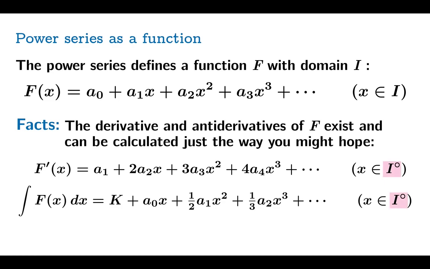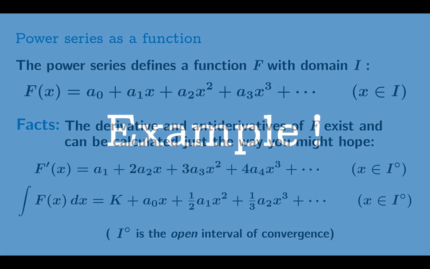Please note that I've used a little subscript with a little sort of degree marker for open. It's the open interval of convergence on which you know these are true. The theory doesn't tell you generally if these things continue to hold at the endpoints. They might or they might not. It would always have to be a case-by-case basis where you test out to see if it's true.